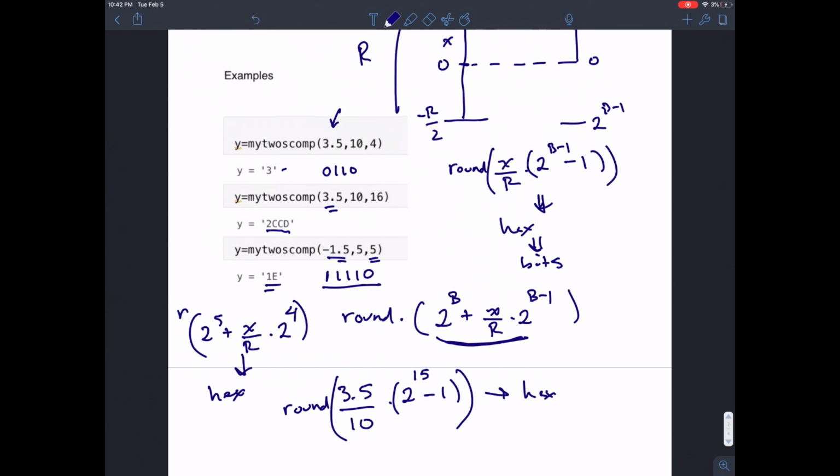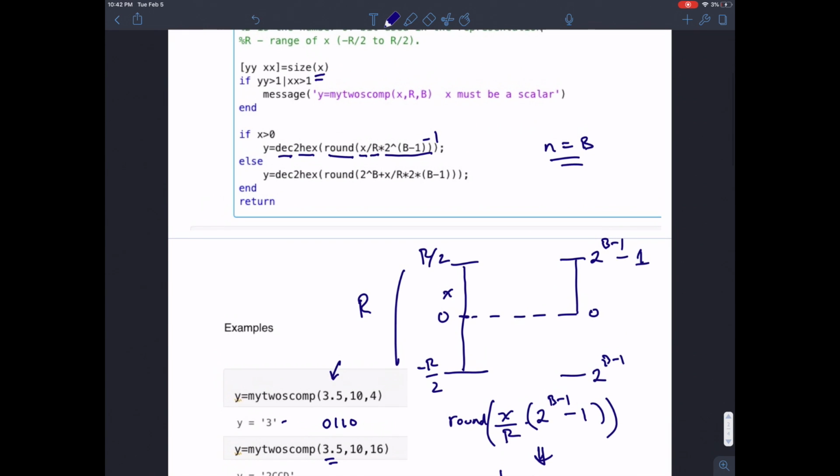Easy enough to do. I want you to know how to do it. Might ask it on an exam question. Who knows?